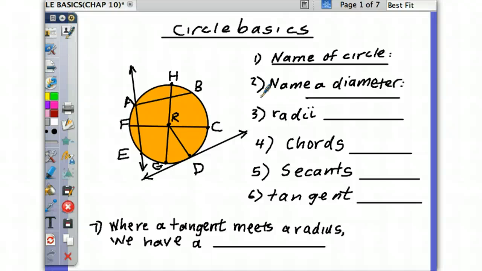All right, let's make a transition right now. I'd like you to go ahead and draw a circle as best as you can. Let me give you some time to draw a circle. I'm going to study some basics for circles.